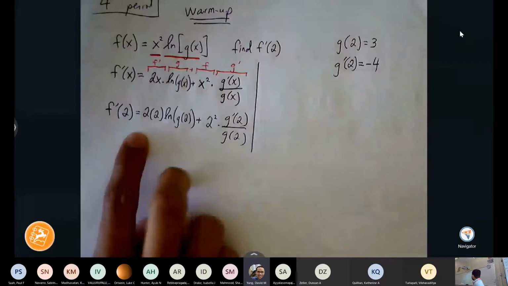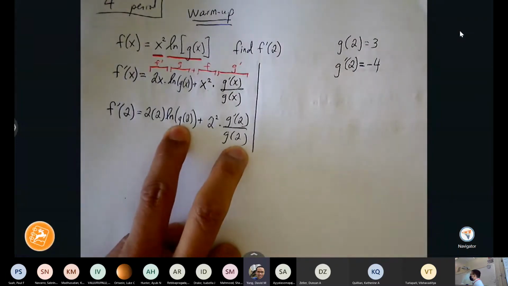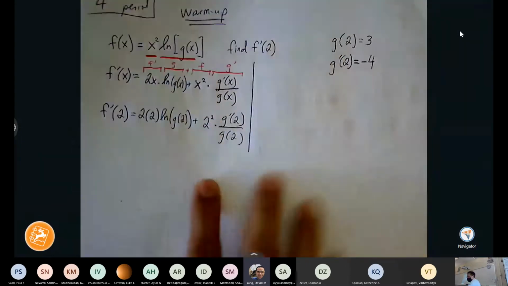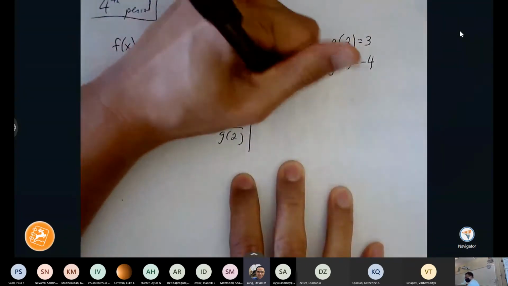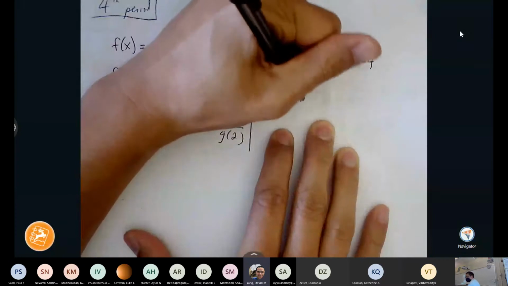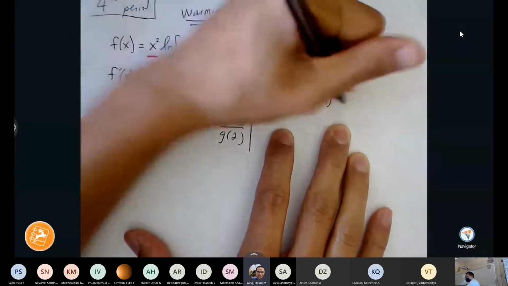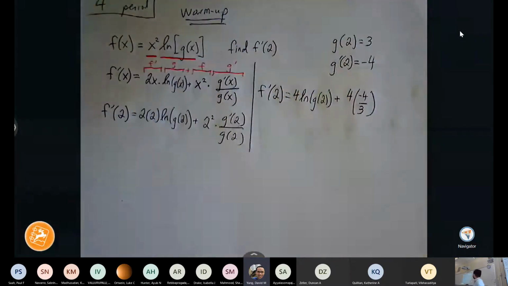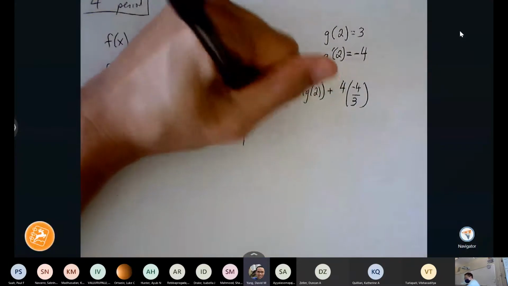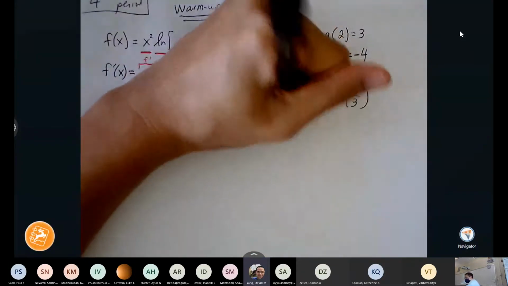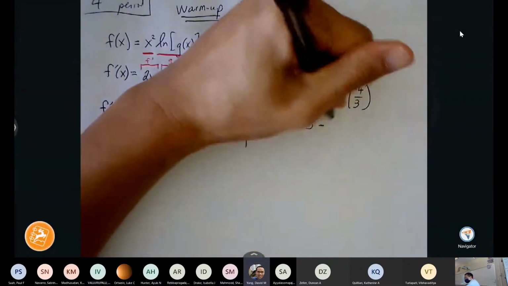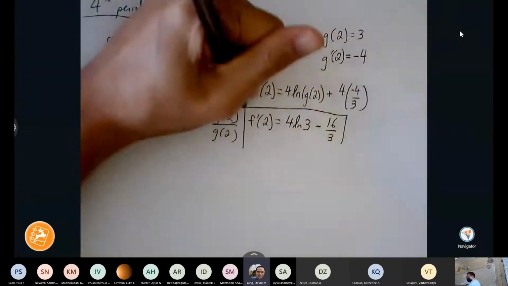All right, so I'm going to try to clean this up here. What can I replace g of 2 with? Anything given to us? Yeah. Replace g prime of 2 with -4. Yeah, yeah. Clean this up. I replace, this should be 3, 4 natural log of 3. All right, as far as we can go here.